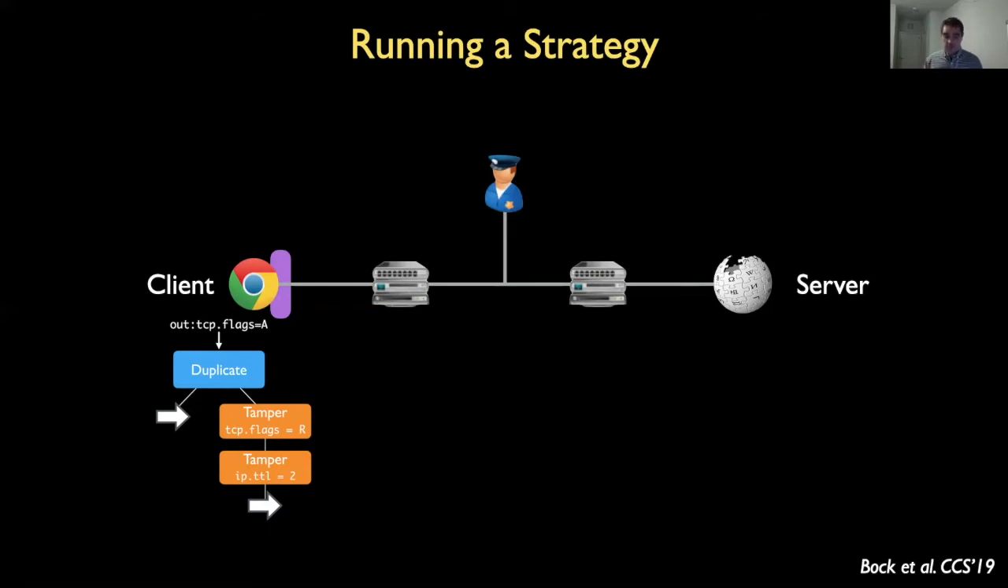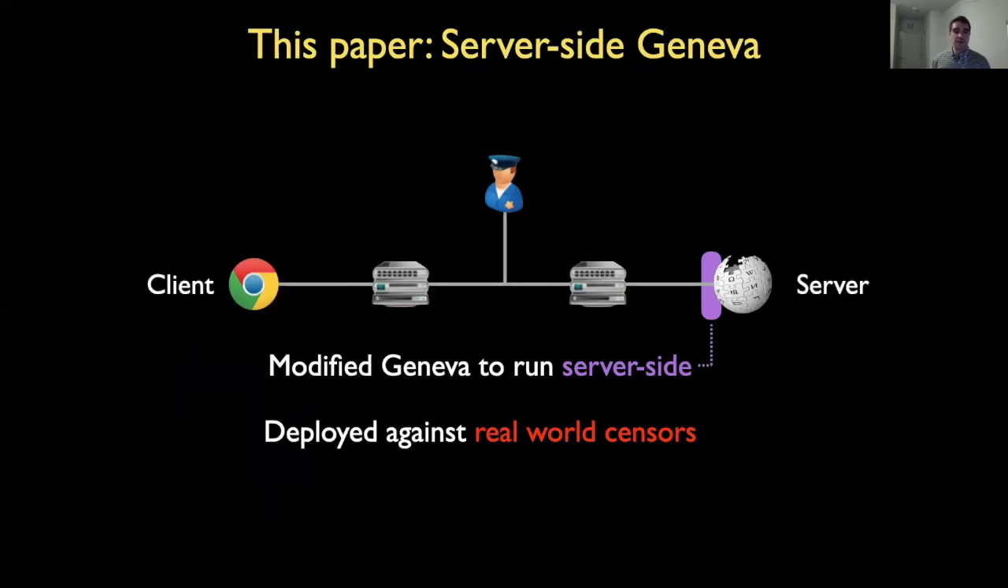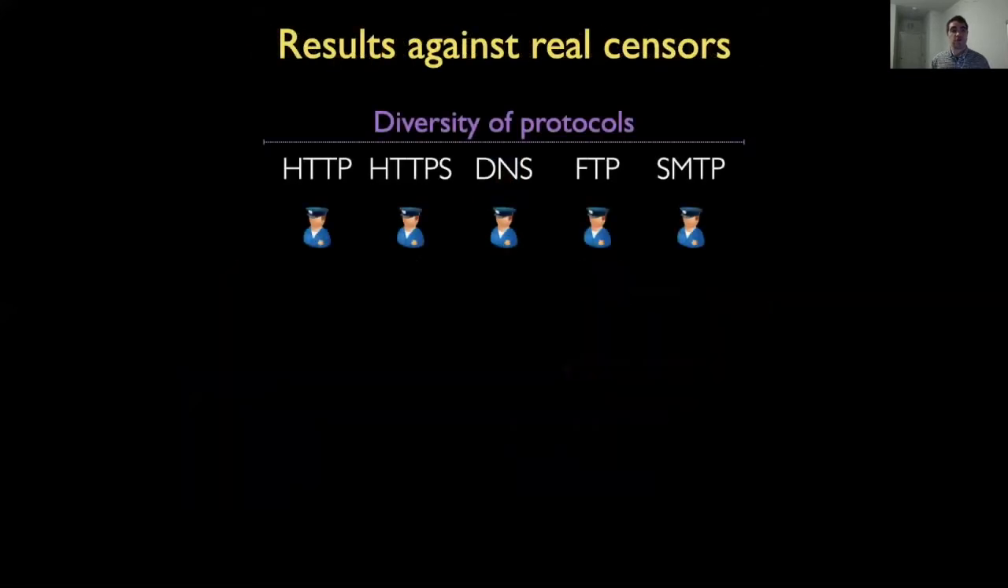So for this paper, what we did is we took Geneva and we modified it so that we could run it strictly from the server side. And then we deployed it against real-world censors. Now, in our previous work and many others, we've tended to focus on HTTP. So in this work, we've broadened the protocols we try to subvert censorship for. To support this diversity of protocols, we needed to automatically trigger censorship for all of these.